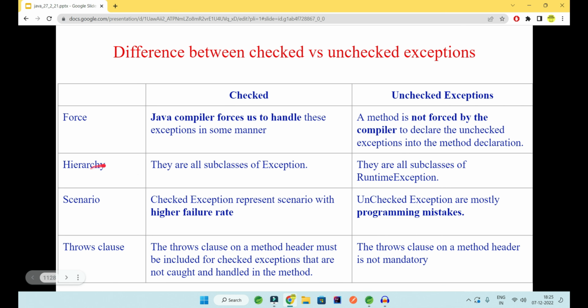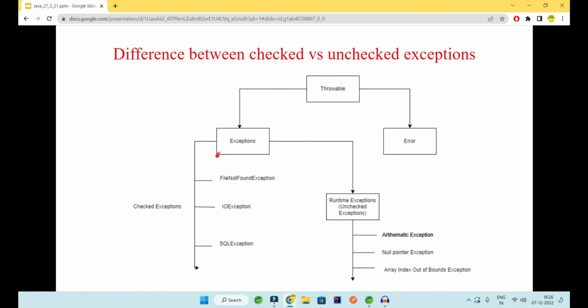Hierarchy, this is very important where most of the people go wrong. They think there is a checked exception which is a child of exception, which is not the case. There is no checked exception class, but there is a runtime exception class here, which is a parent to all such exceptions. So all such runtime exceptions are clubbed together as children of runtime exception. So there is a parent called runtime exception.